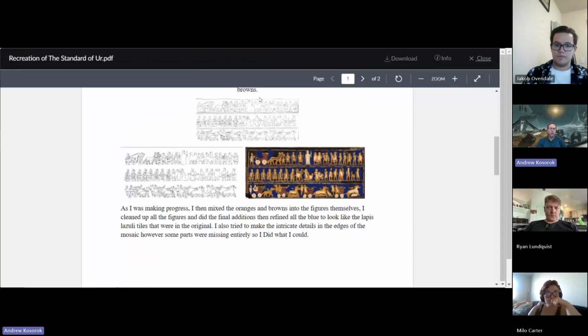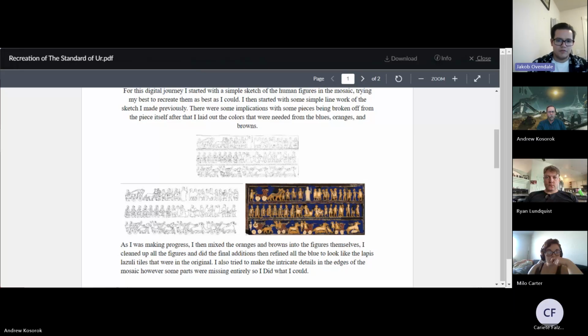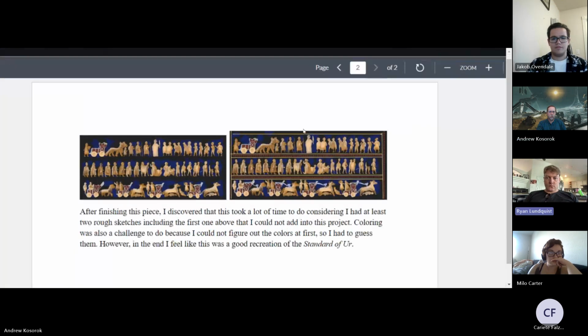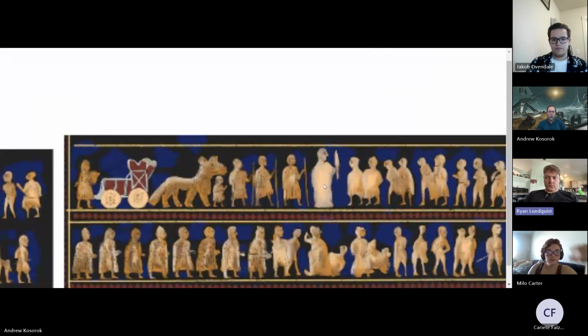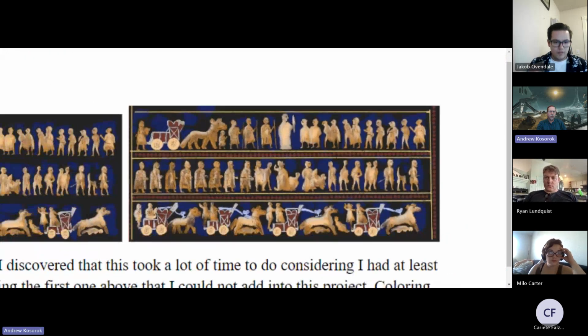Can everybody see this? I have Jacob's project in a PDF open. Can you guys see that? Okay. And so how did you recreate this digitally? I used a digital art app called Procreate to recreate it. Oh, okay. Very cool. All right. Nicely done.